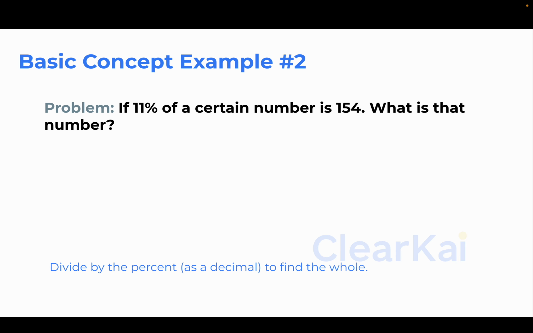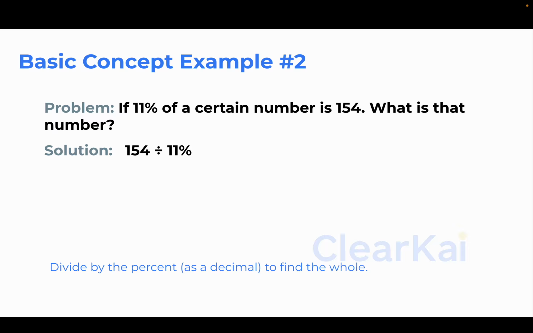In the last example, we found a part of a whole by multiplying. Now let's flip it. What if we already know the part and the percent, but need to find out the whole? Here's the question. If 11% of a number is 154, what's the original number?